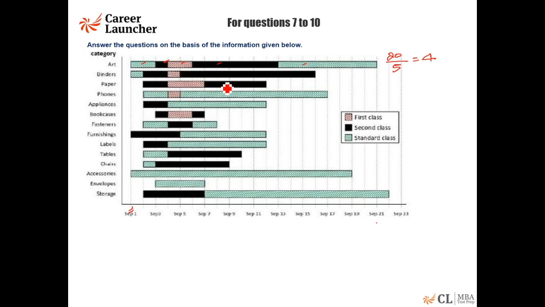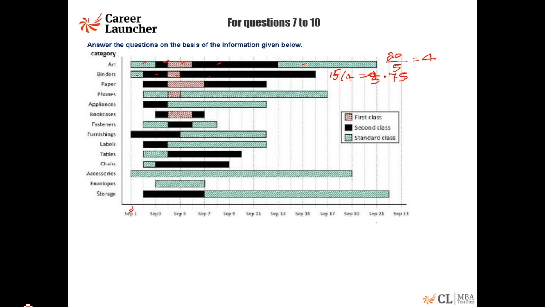What about binder? From 1st till 16th. So it is 16 by 1, 2, 3, 4. 16 by 4, which is 4. I hope I have got it right and not made a mistake. 21 minus 1, 20 is fine. Oh, 1 minus 16 is 15 days. 15 by 4. So that will be 3.75.